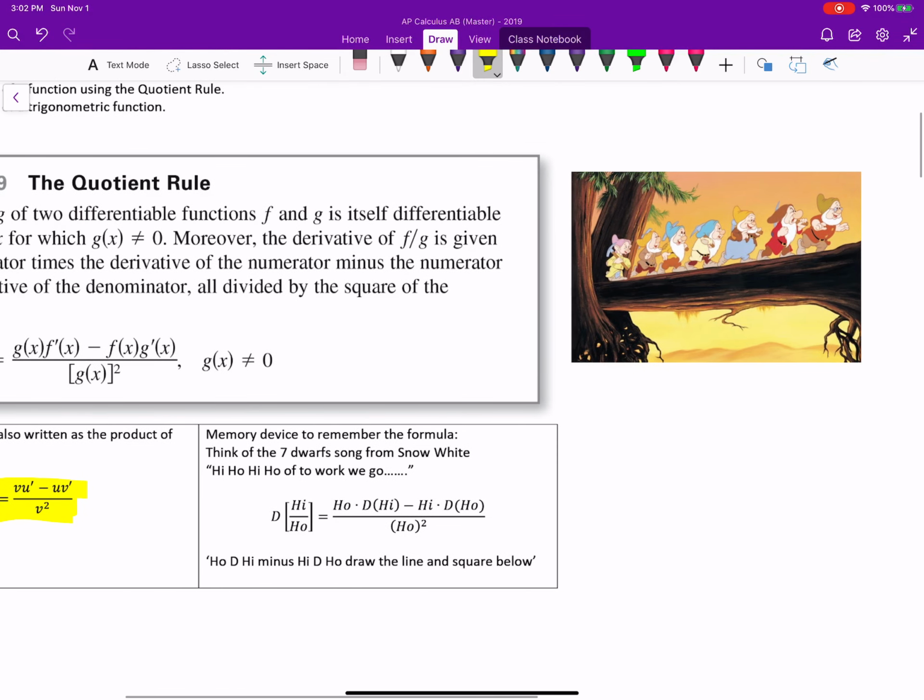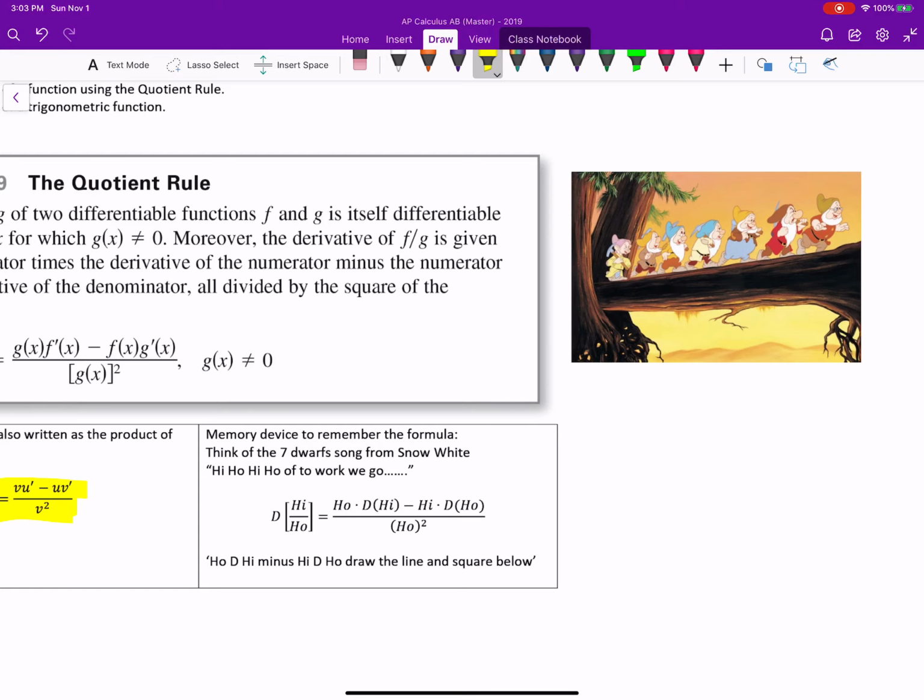For some reason, if I use this memory device on the right hand side, if you could think of the seven dwarves from Snow White, "Hi ho, it's off to work we go," that song, right? For some reason, when I do this, people tend to remember it. So hi means the one on top, the upper function, and ho is for low, the lower function. So it goes ho d-hi minus hi d-ho, draw the line and square below.